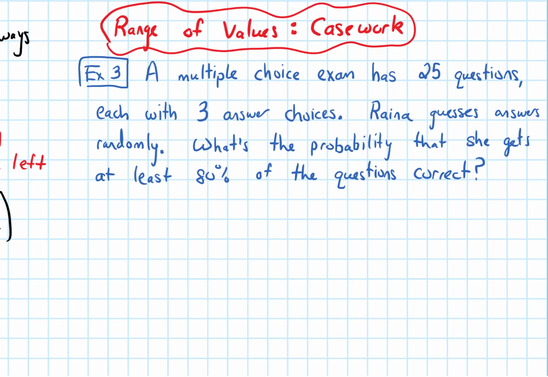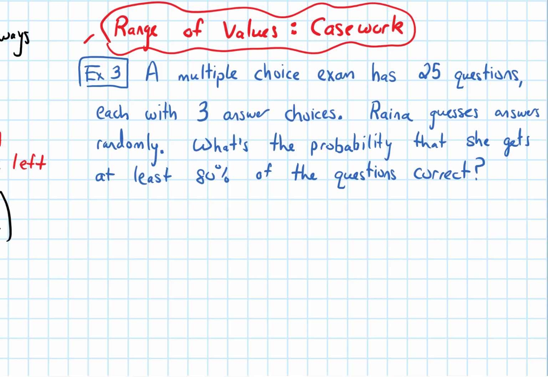In this video, we are going to do a Bernoulli probabilities example in which we end up with a range of values that we need to consider, and we'll do this through casework. So the example says a multiple choice exam has 25 questions, each with 3 answer choices. Raina guesses answers randomly. What's the probability that she gets at least 80% of the questions correct?